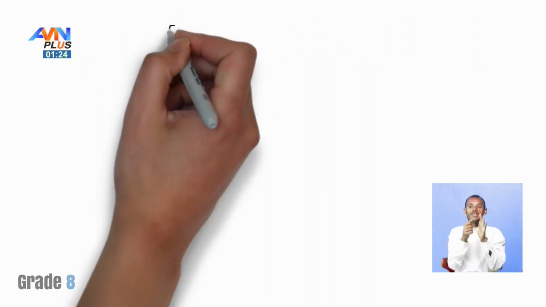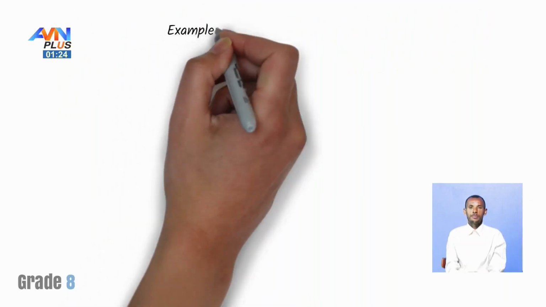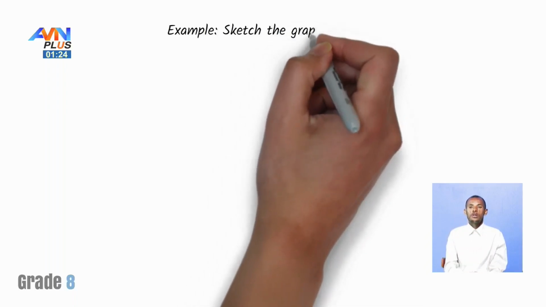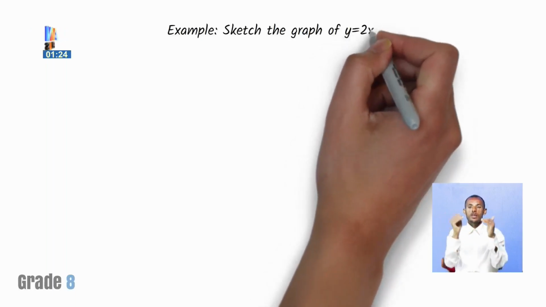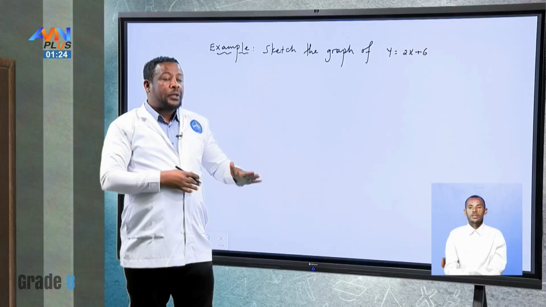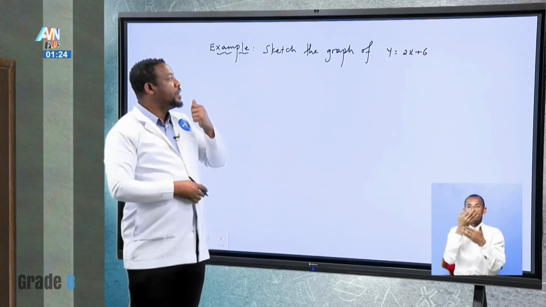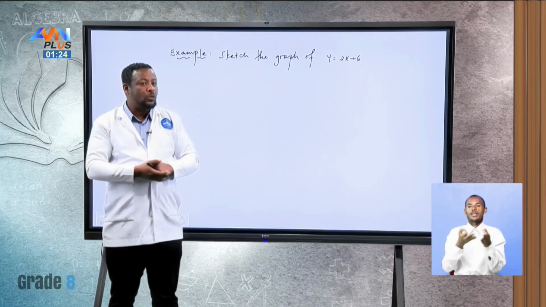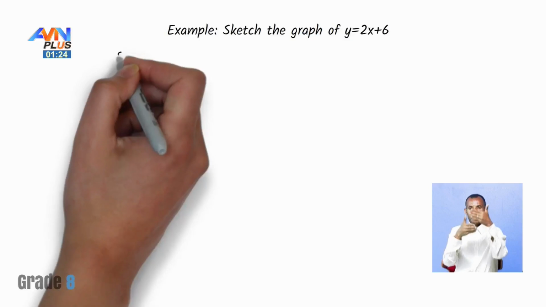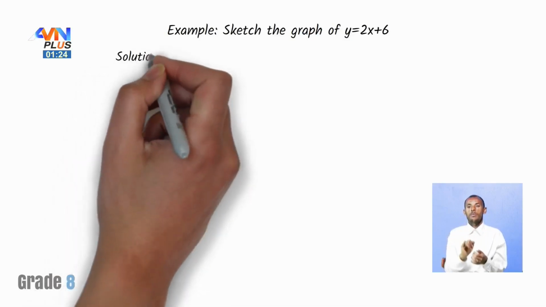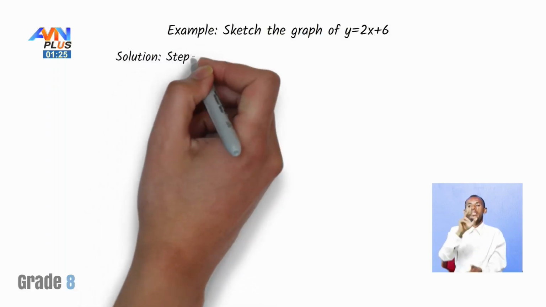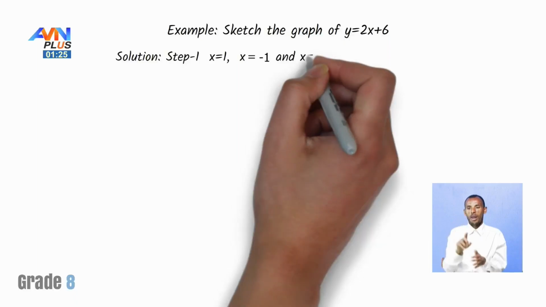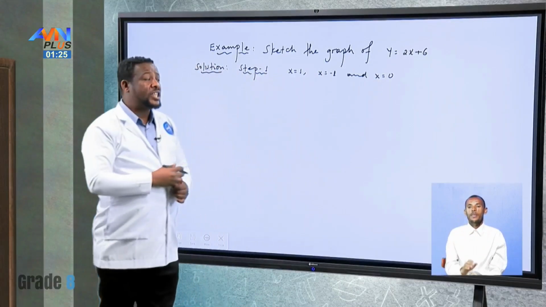The first example: sketch the graph of y is equal to 2x plus 6. Okay, clearly this is a linear function. So to sketch this linear function, we will apply the steps that I explained in method 1. The first step, or step 1, is take 3 x values, right? Say x is equal to 1, x is equal to minus 1, and x is equal to 0. Okay, take these 3 x values.